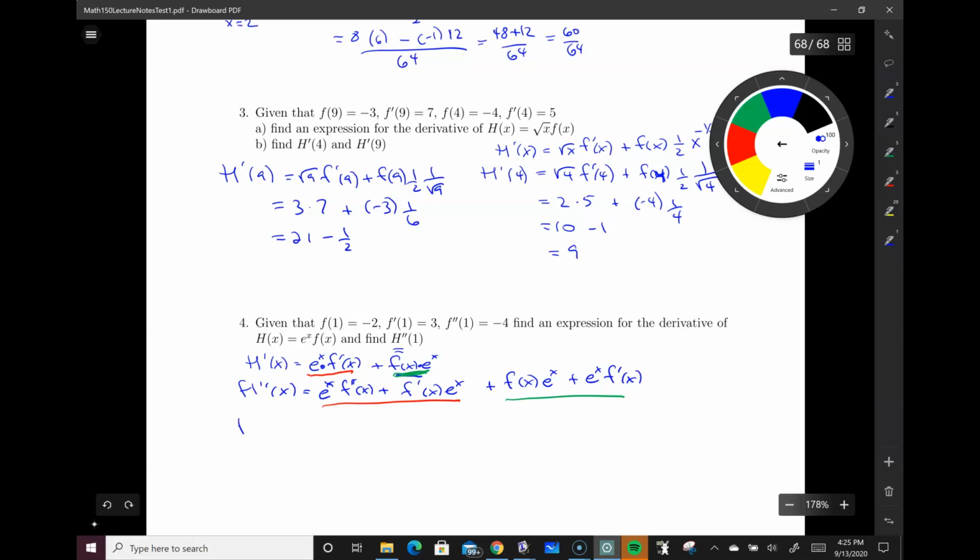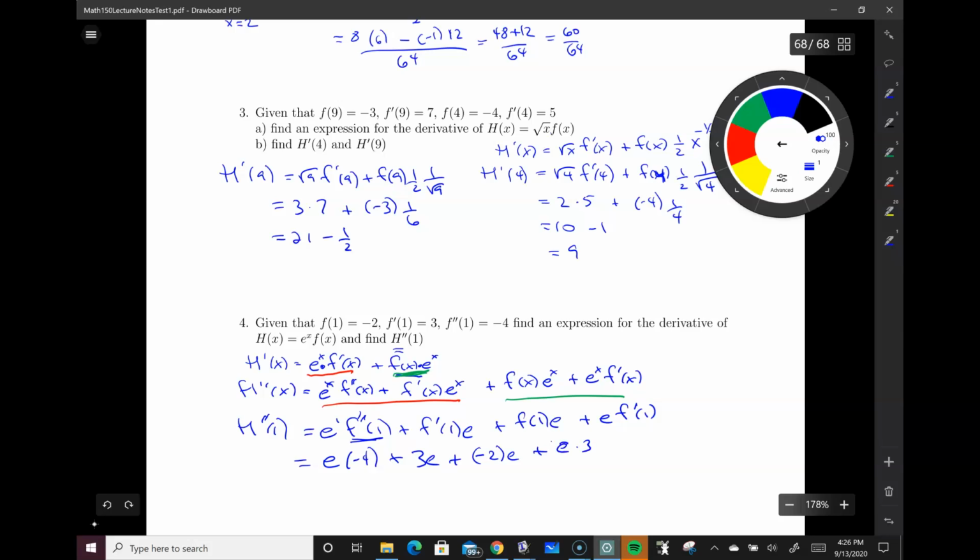All right, so now to find h double prime of 1 means put in x equals 1 everywhere. It's supposed to be f double prime of 1 plus f prime of 1 e, f of 1 e, f prime of 1. Okay, let's use our information. So this gives me f double prime of 1 is negative 4 plus f prime of 1 is a 3 and f of 1 is a negative 2 and f prime of 1 is a 3.